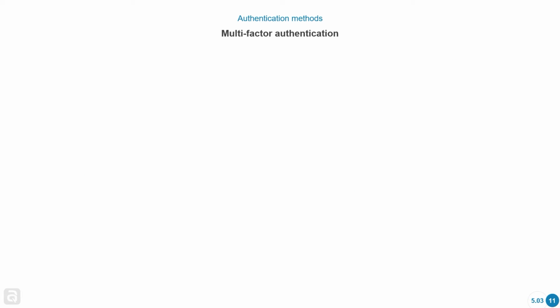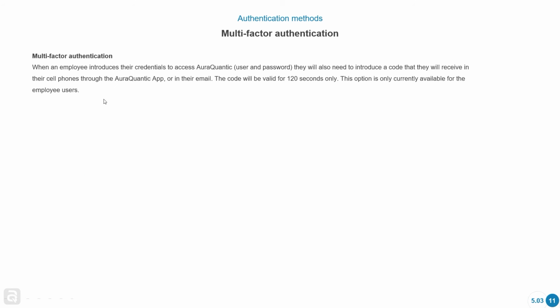Multifactor authentication. When an employee introduces their credentials to access Oraquantic, they will also need to introduce a code that they will receive in their cell phones through the Oraquantic app or in their email. The code will be valid for 120 seconds only. This option is only currently available for the employee users.